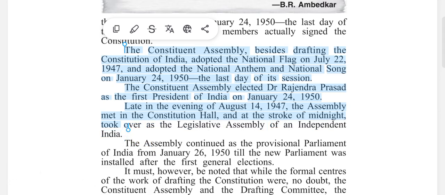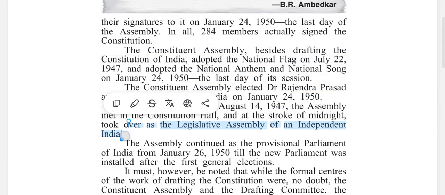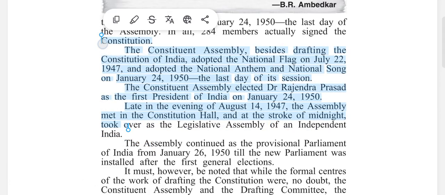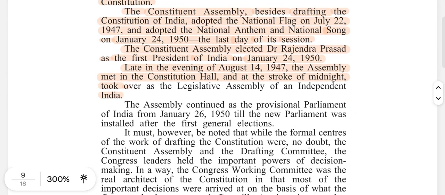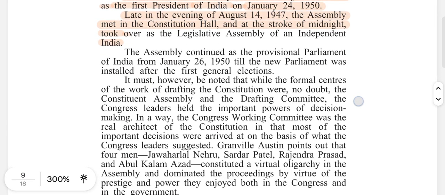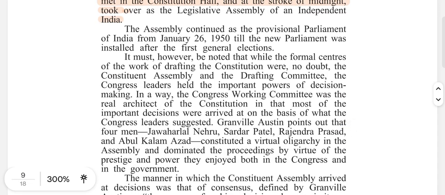Rajendra Prasad as the first president of India on January 24, 1950. Late in the evening of August 14, 1947, the Assembly met in the Constitution Hall, and at the stroke of midnight, took over as the Legislative Assembly of an independent India. The Assembly continued as the Provisional Parliament of India from January 26, 1950, till the new Parliament was installed after the first general elections.